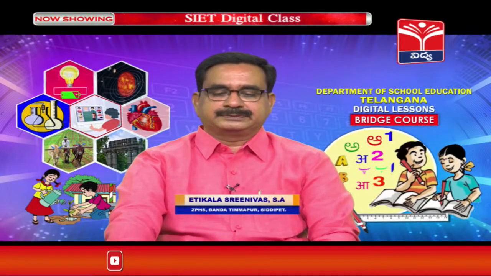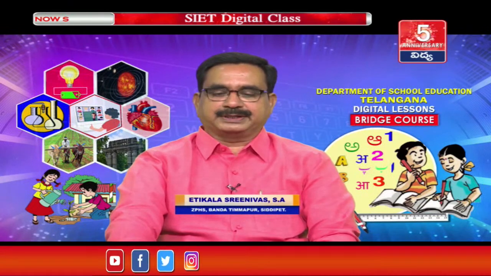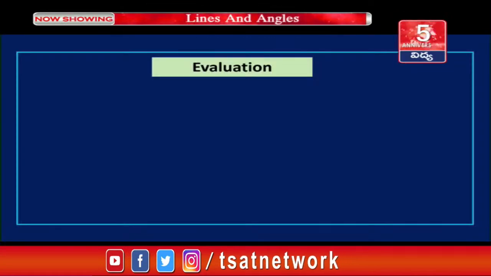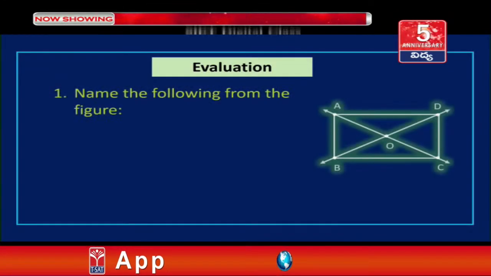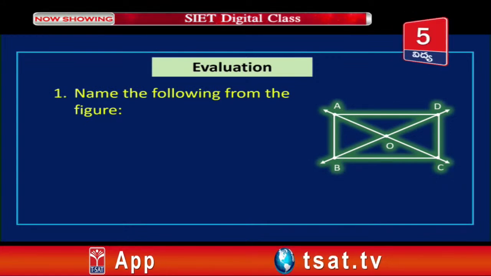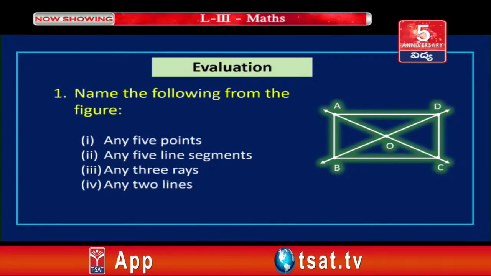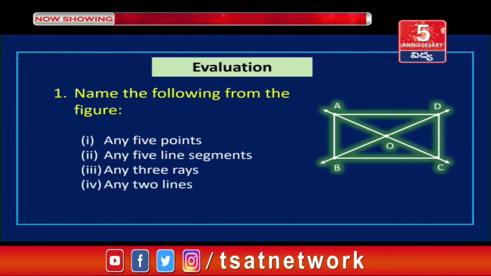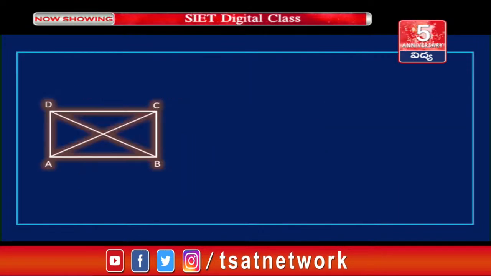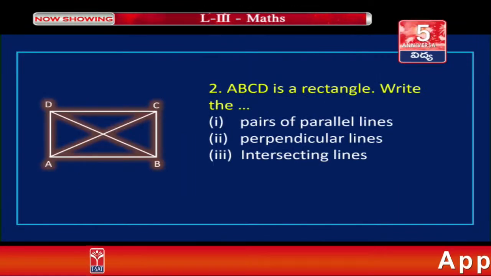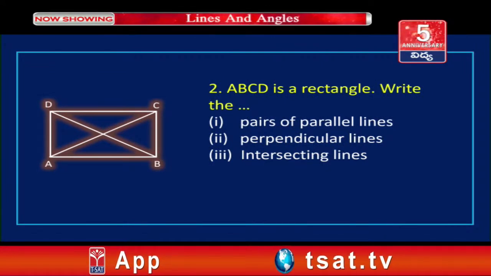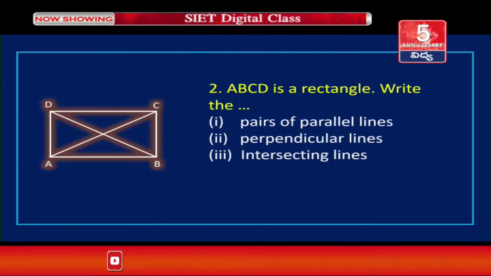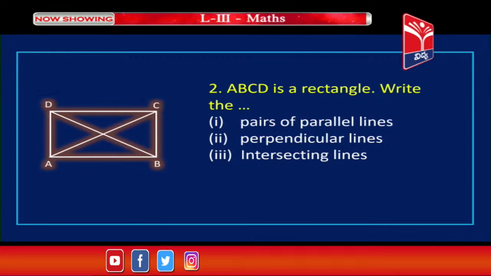Children, now I am giving the evaluation. You can try to complete it or else take the help of your teacher. First one, name the following from the figure: any 5 points, any 5 line segments, any 3 rays, any 2 lines. Second, see the picture. ABCD is a rectangle. Write the pairs of parallel lines, perpendicular lines, and also intersecting lines.